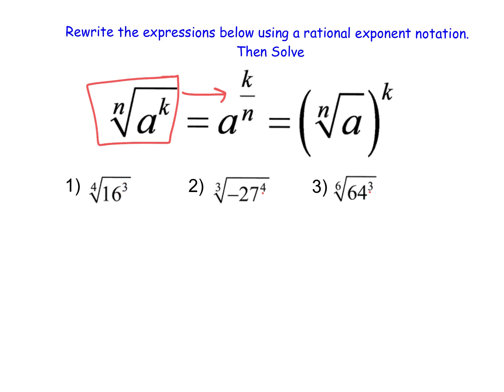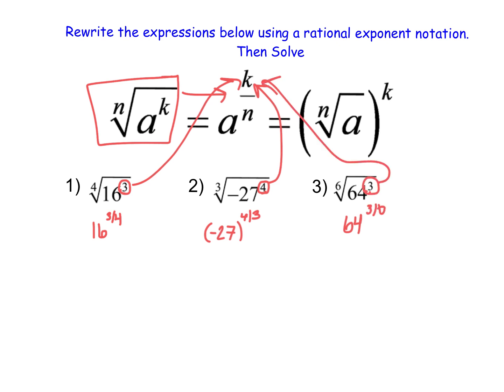So here, this first one becomes 16 to the power of 3/4. Then here, this next one, because the negative 27 is negative, I'm going to use parentheses here, but this becomes negative 27 to the power of, we're putting 4 in the numerator, 4/3, so be careful with that. Number on the inside goes into the numerator. And then we have 64 to the power of 3/6. So again, number on the inside goes into the numerator. The root goes into your denominator. So that's where we start.